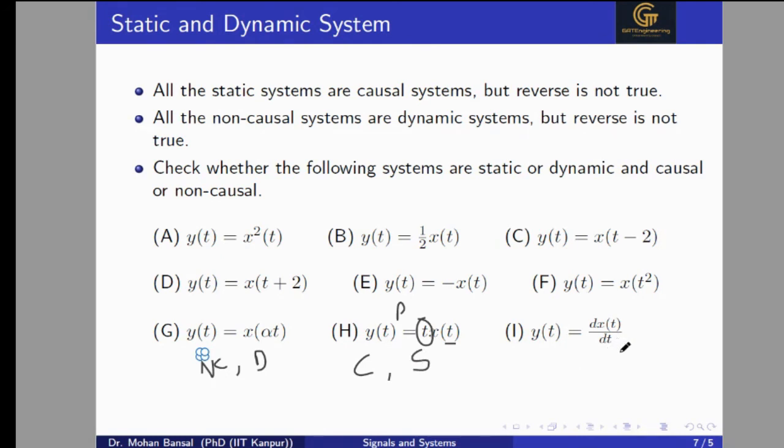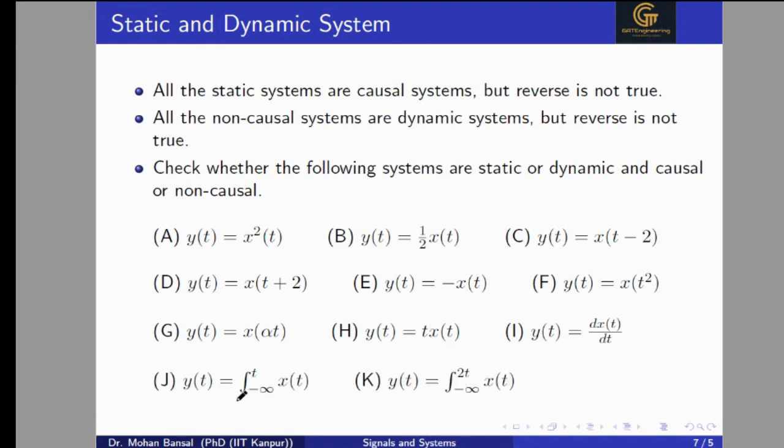y(t) equal to dx(t) divided by dt. So here this is the derivative signal. Derivative is always causal but dynamic, because the derivative consists of the initial value. Some memory is there. So the derivative is causal and dynamic because it is depending on the past value. If you see, we can write x(t) with some x prime (t) minus x(0). That is the initial condition. Some initial condition is there, so it is depending on the past value as well.